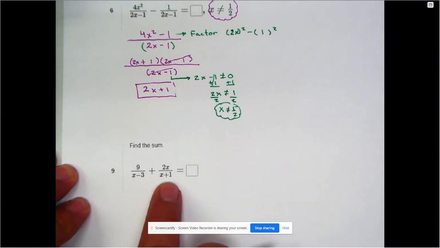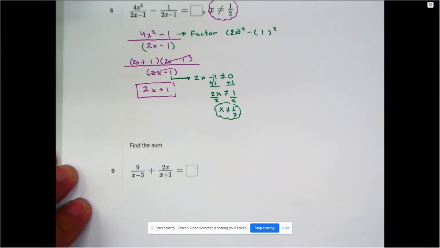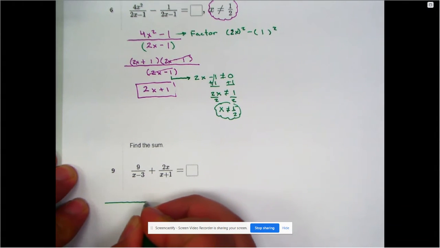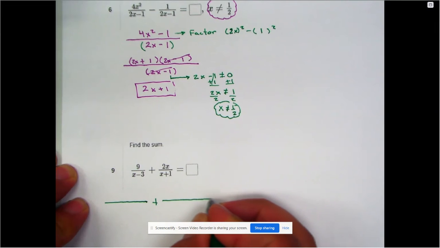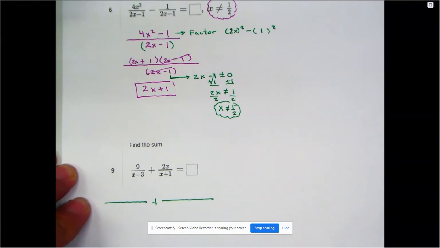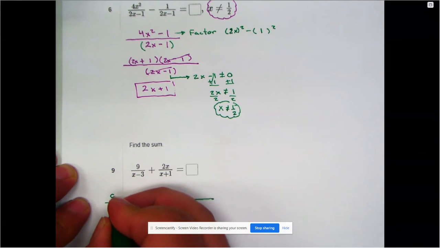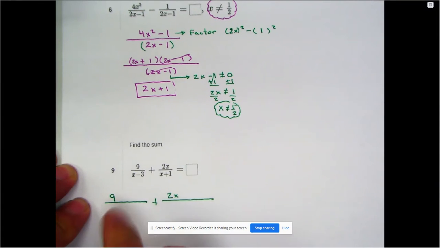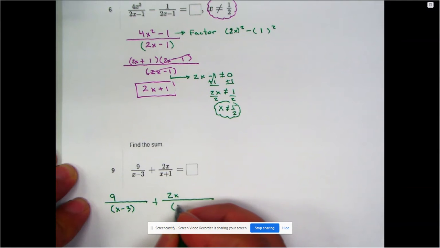Now, when I look at this one, the denominators are very different. But the idea is this. I basically have 2 fractions. Again, I want to have 1. But I'm going to look at this denominator. The 9 is still there. The 2x is there. Now, notice, this one has an x minus 3. This one has an x plus 1.